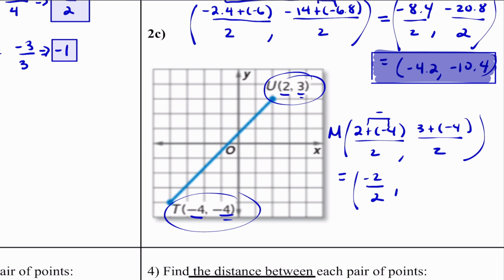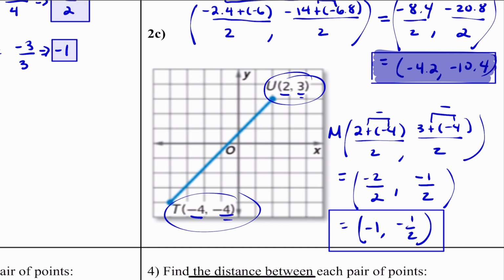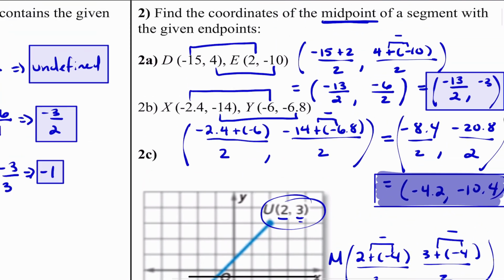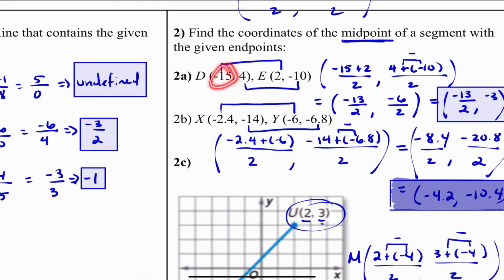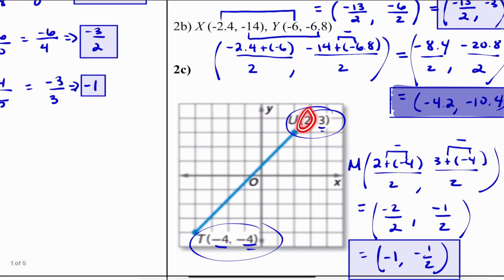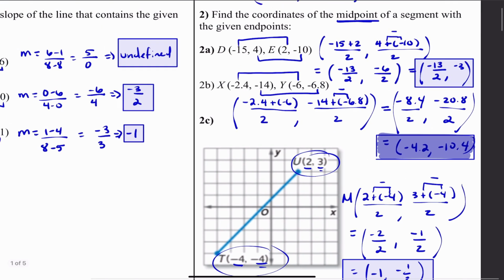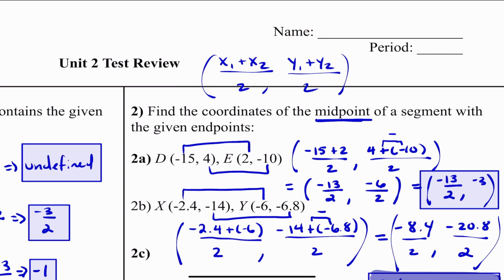comma, 3 plus negative 4. That's really going to be a minus now. So 3 minus 4 is negative 1 over 2. I reduce, and this is my answer. Negative 1, comma, negative 1 over 2. Okay? So, really, this is x1, y1, x2, y2, and I'm using this formula and plugging them in.